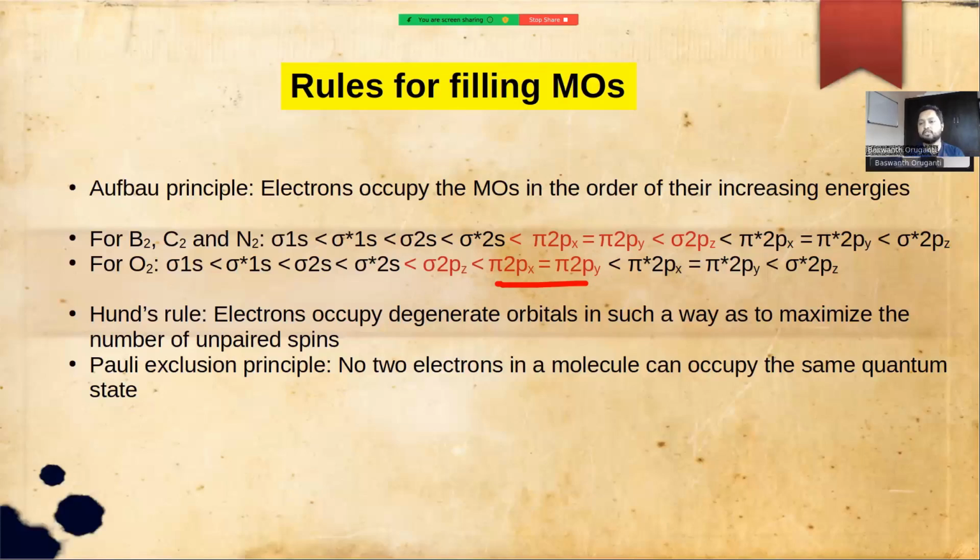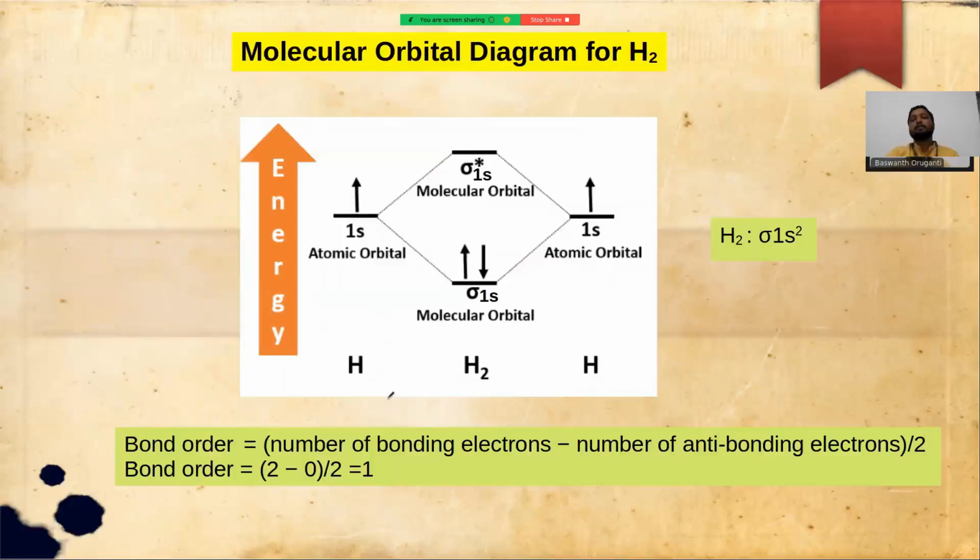Then the quantum state will be different. One quantum state is pi 2px with clockwise spin, and the other quantum state is pi 2px with anti-clockwise spin. So while filling molecular orbitals, we have to keep these three principles in mind: Aufbau principle, Hund's rule, and Pauli's exclusion principle. So let us consider the molecular orbital diagram for the hydrogen molecule.